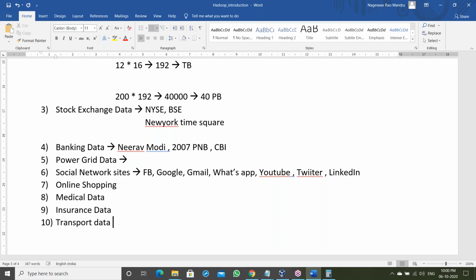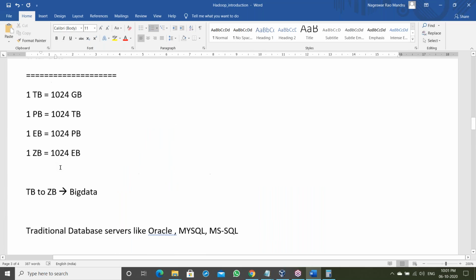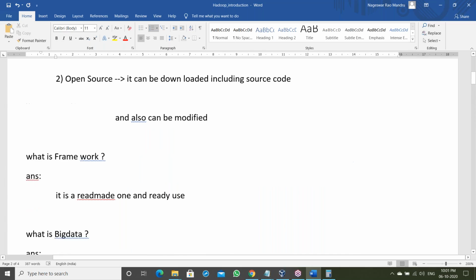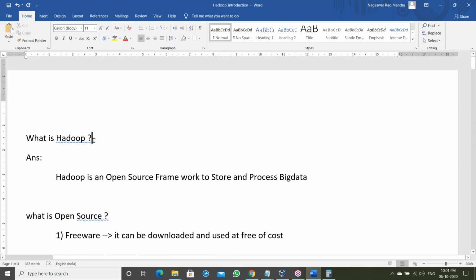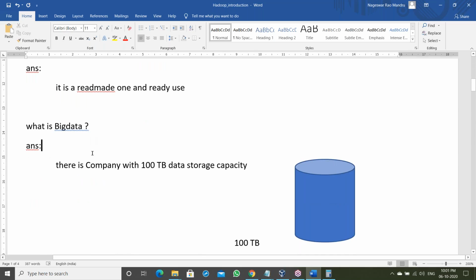These are big data examples and sources. This is just the introduction. Going forward, we'll see what exactly big data is, and practically I'll show how big data behaves, how to analyze it, how to store it, and how to process it. These are the different sources of big data. So what is Hadoop? So what is big data?